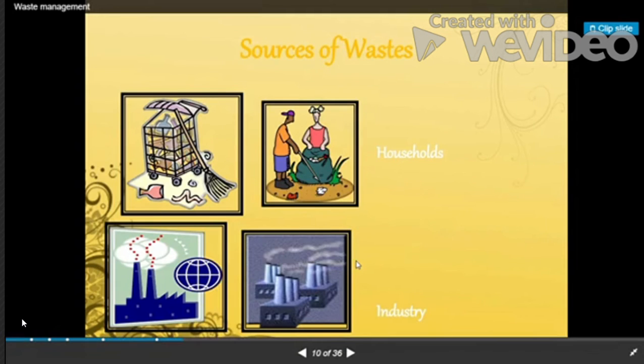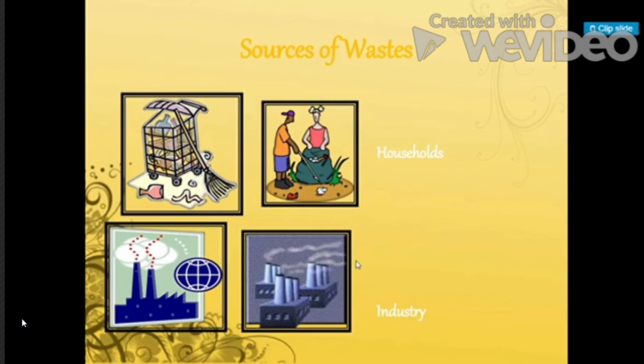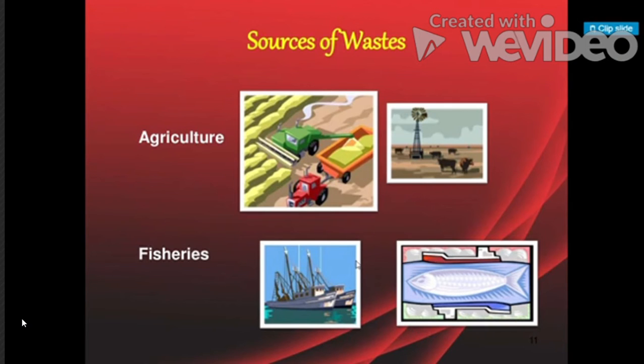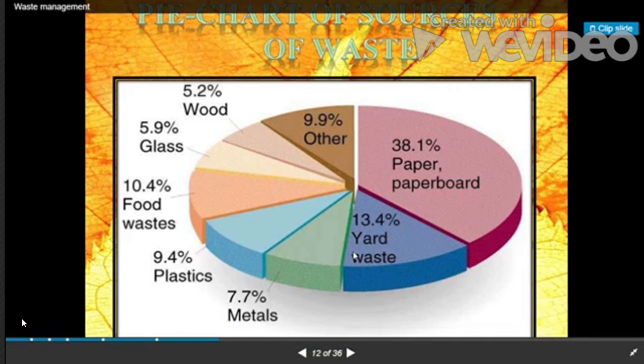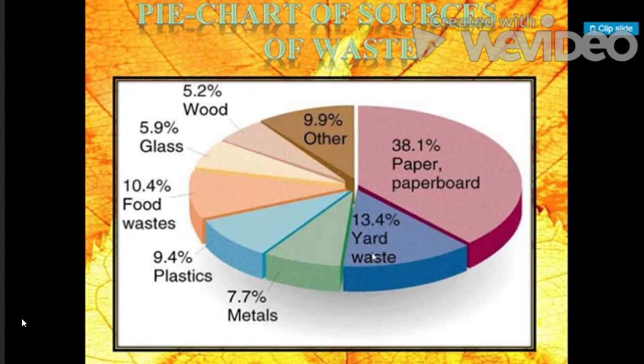Okay, so what are the sources of waste? Household, industry, agriculture, fisheries. And this is the pie chart of sources of waste. You can see here paper and paperboard is the number one contributor, followed by yard waste. Food waste, unfortunately, even if lots of people are suffering from hunger, the amount of food waste is very high. Other plastics, metals, glass, and wood.